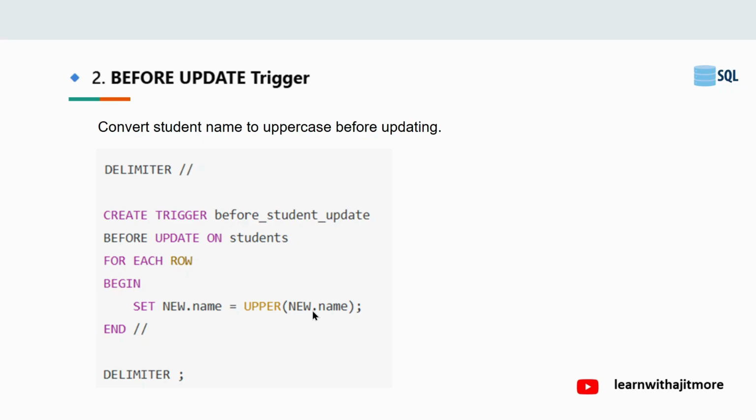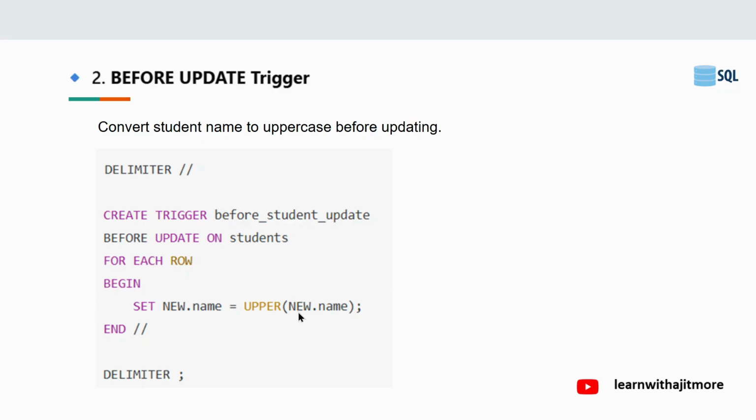See here what you are doing, whatever that new name is, which is yet to get replaced in the database. Why is it yet to be replaced? Because you have written before. So before doing the update operation, it will come to the trigger and then do the update operation. If you had written after update, then first it would update and then come to the trigger. But what we want is, before doing the updation, first it should come to the trigger, convert that name to upper, and then give it for updation.